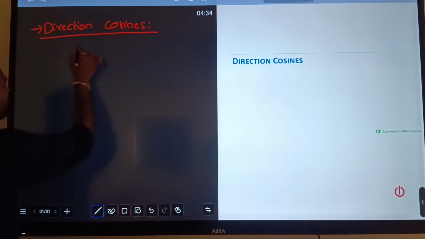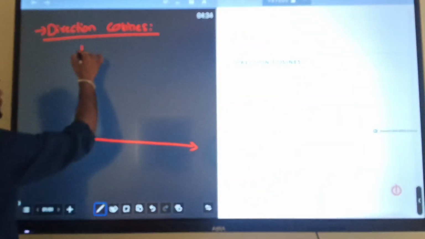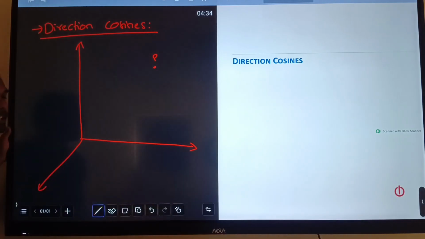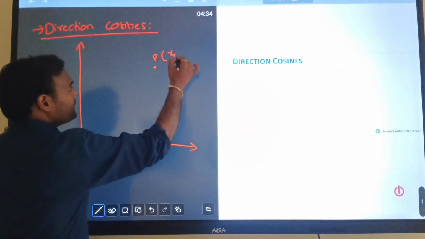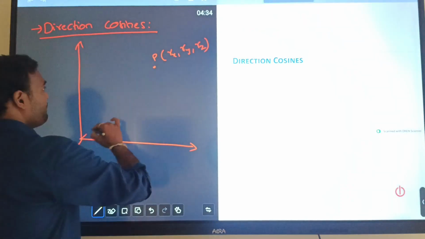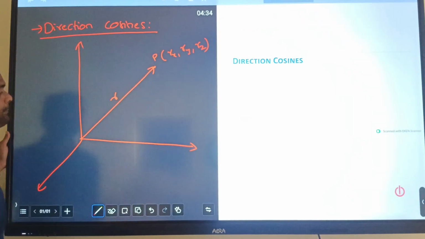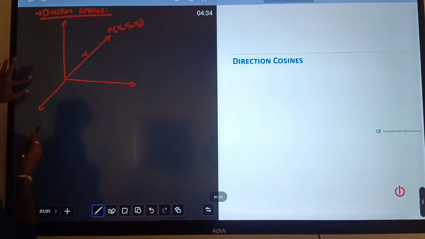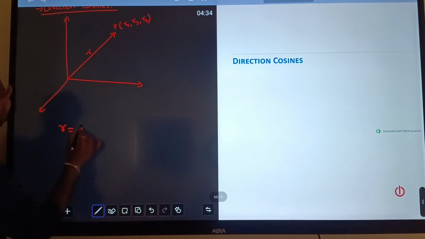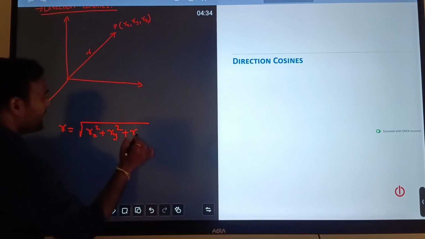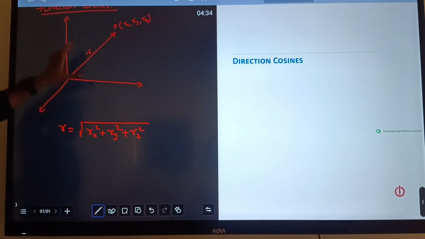Now direction cosines means, suppose we have a position vector here, point P, with Rx, Ry, Rz as its coordinates. Now this position vector R, can I say now R is equal to the square root of Rx square plus Ry square plus Rz square. Just now we have seen how to write the magnitude of the vector, so we can write like this.